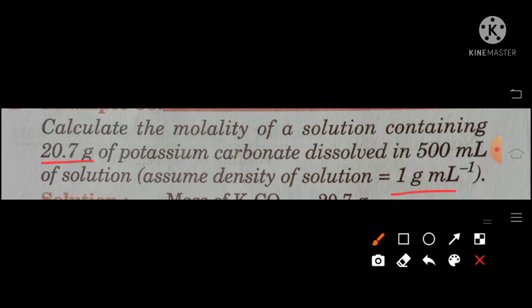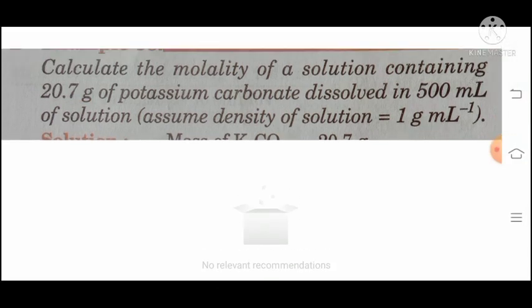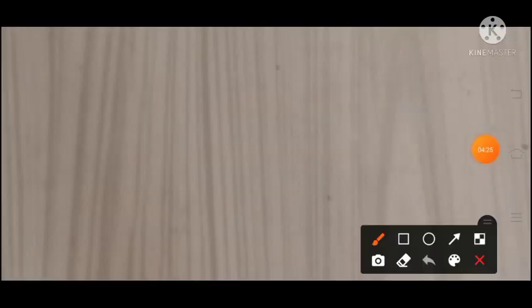Weight of solute, that is K2CO3, small w, equals 20.7 gram. Weight of solution is also given here: volume of solution equals 500 ml and density equals 1 gram per ml.